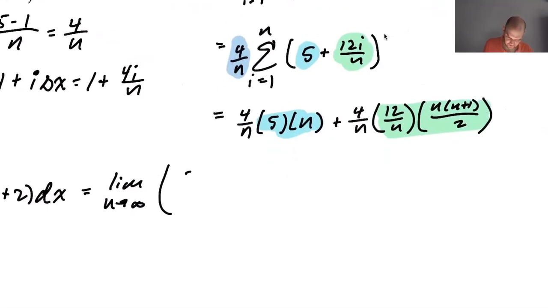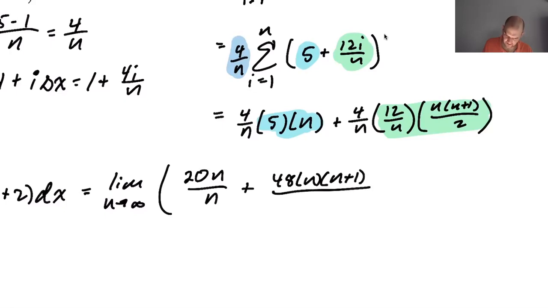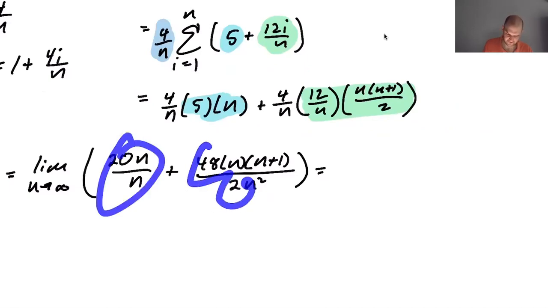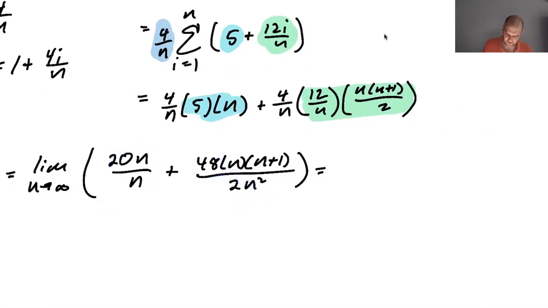All right, so what do I want to do here? I'm going to make it 20n over n plus 40, I guess 48. It's fine, just do it right. And then 2n squared. It's actually a pretty straightforward limit to evaluate, right? This is just 20, and this is 48 over 2. So 20 plus 24 is 44.